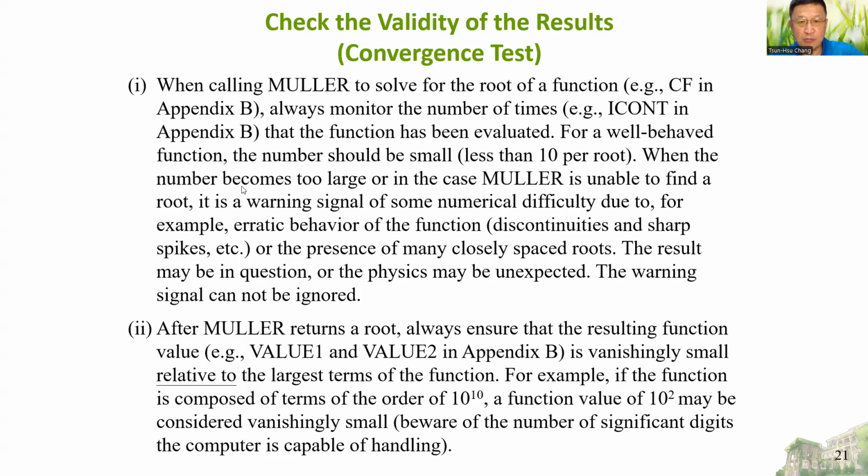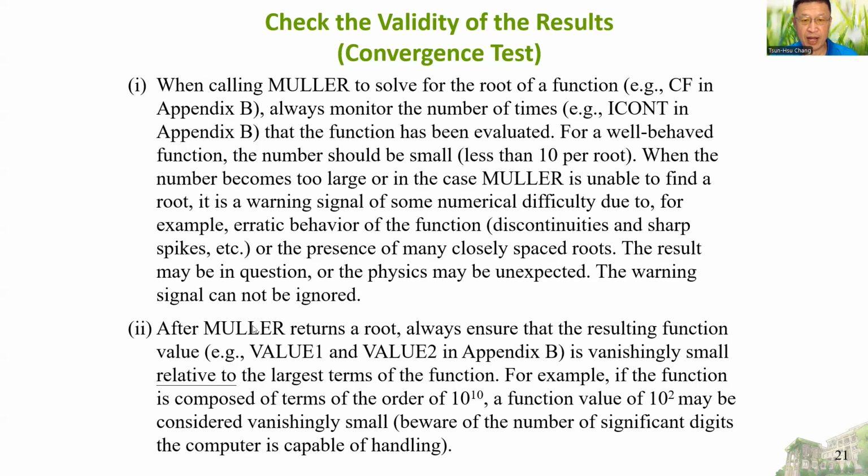Okay, when the number becomes too large, and Muller is unable to find a root, it is a warning signal of some numerical difficulty due to, for example, erratic behavior of the function, discontinuity and sharp spikes, or the presence of many closely spaced roots. The result may be in question, or the physics may be unexpected. The warning signal cannot be ignored.